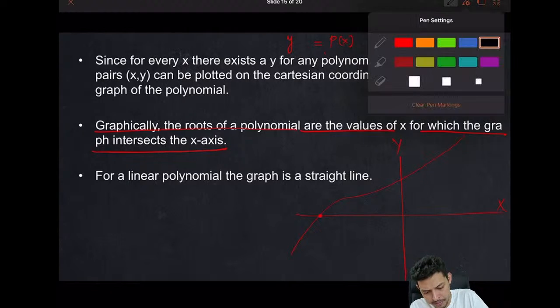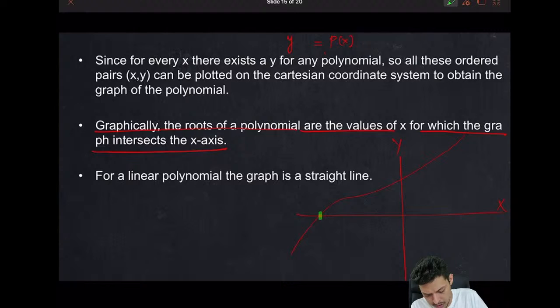Let me change the color. Okay, let's say this green dot, this green dot I have put over here. Let's talk about that value of x. One can say that is a value of x where the graph of this polynomial is intersecting the x-axis.